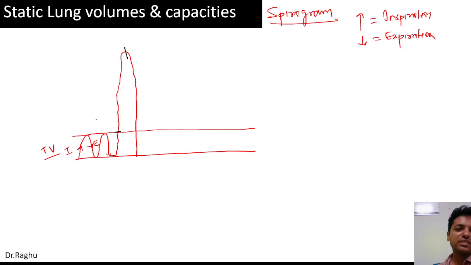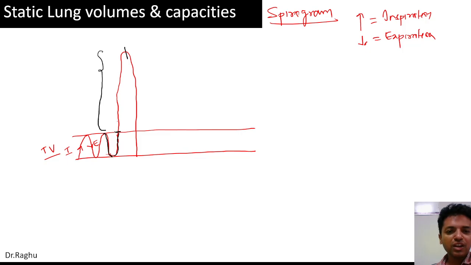So what I have asked the person to do here is to take a deep possible inspiration, and I want you to calculate this much volume of air. What is this volume of air? This is the volume of air which a person can inhale above the normal tidal inspiration. This was the normal tidal inspiration, this is the normal tidal expiration.